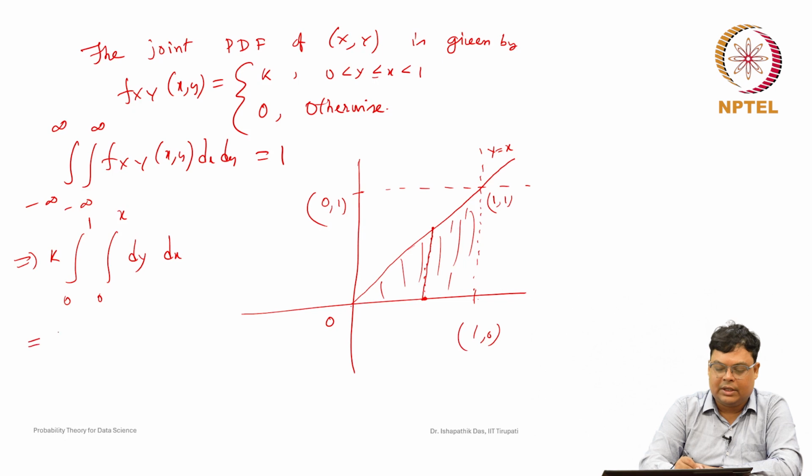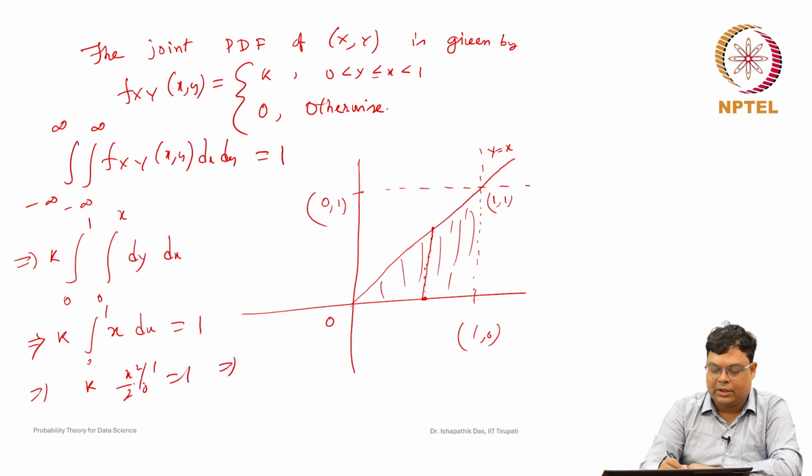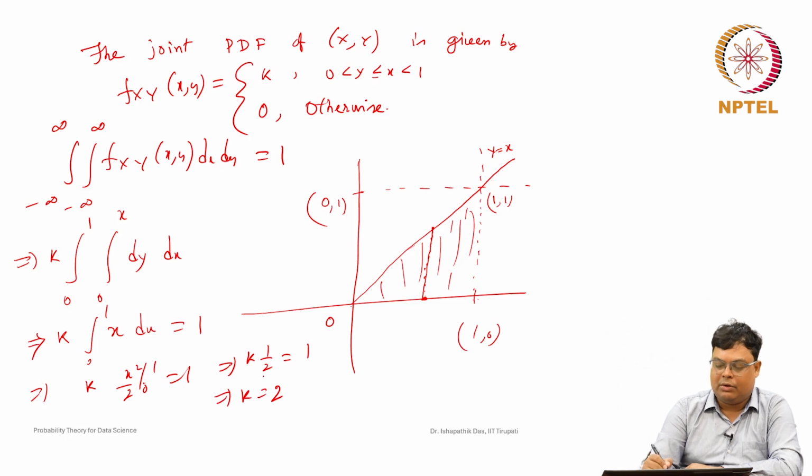Then this integration will be k, because I just changed this integral to keep it simple, otherwise the value will be the same. This is nothing but x dx integrated from 0 to 1, because the limit is 0 to x. This is equal to 1, which implies k times x squared by 2 from 0 to 1, which gives k times 1 by 2 equal to 1, which implies k is equal to 2. So this area is 1 by 2 actually.